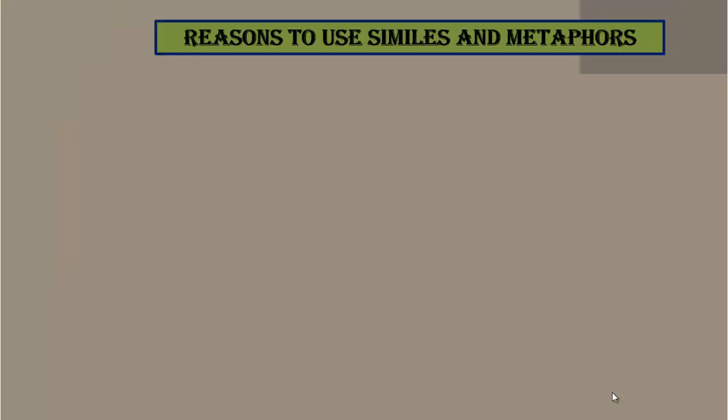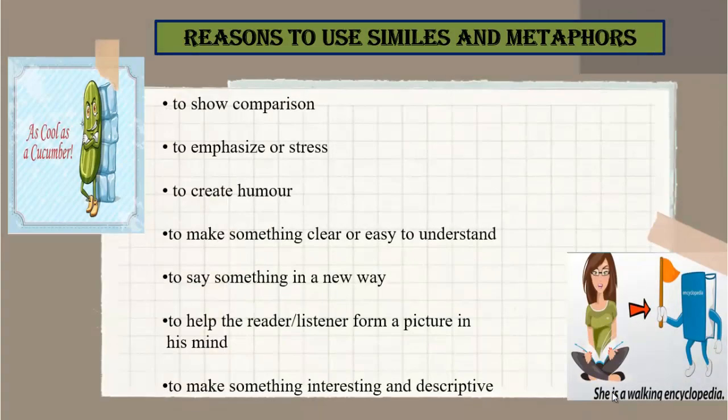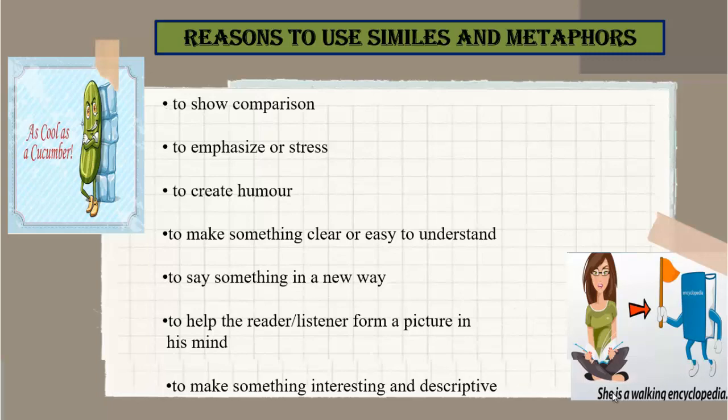Why do we use similes and metaphors? We use them to show comparison, to emphasize or stress any idea, object or character, to create humor, to make something clear or easy to understand, to say something in a new way, to help the reader or listener form a picture in his mind, or to make something interesting and descriptive. We often use similes and metaphors in stories, music, and poetry to create good descriptions. They are also used in everyday conversations to add color and beauty to language as they create a vivid picture in the reader's mind. Similes and metaphors are both useful types of figurative language.